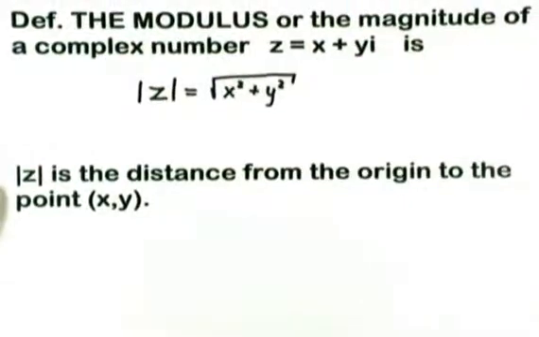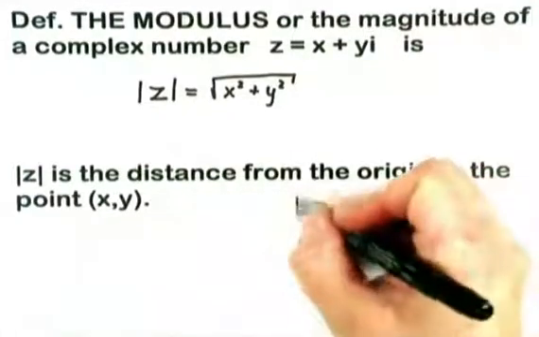Another thing that we would like to talk about, the modulus or the magnitude of a complex number. For z equal to x plus yi, the absolute value is defined to be the square root of x squared plus y squared. And that absolute value is the distance from the origin to that point x, y.